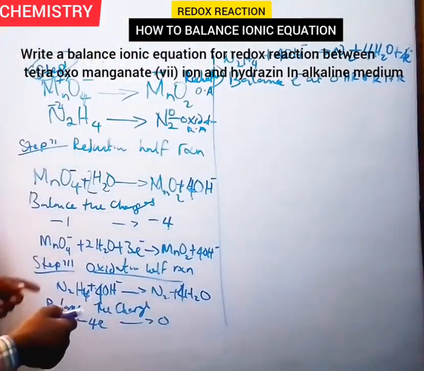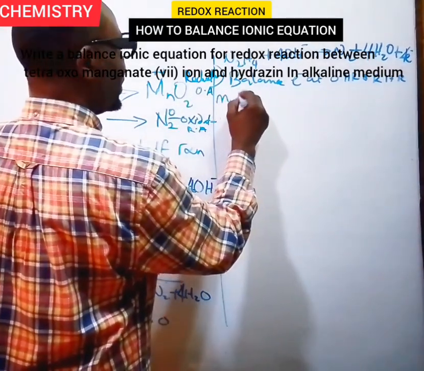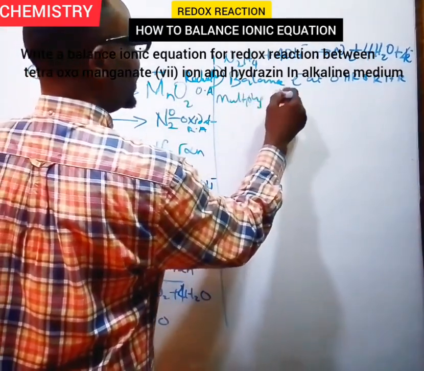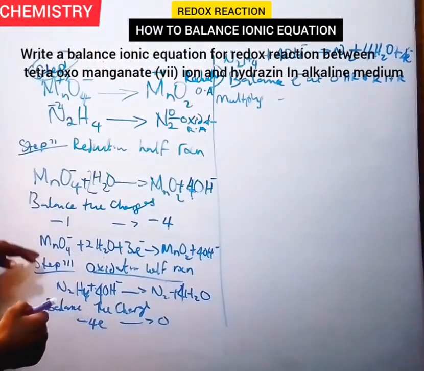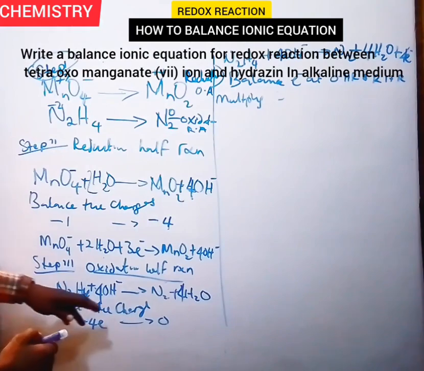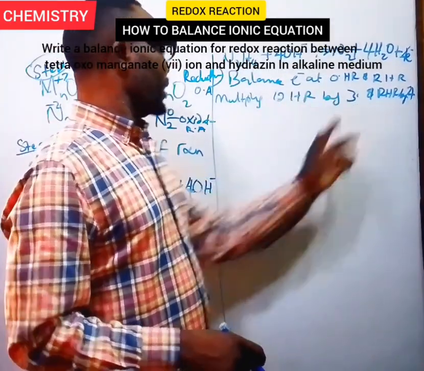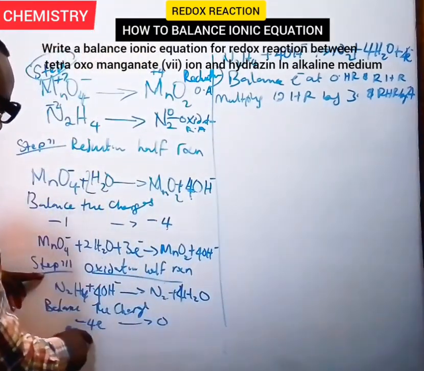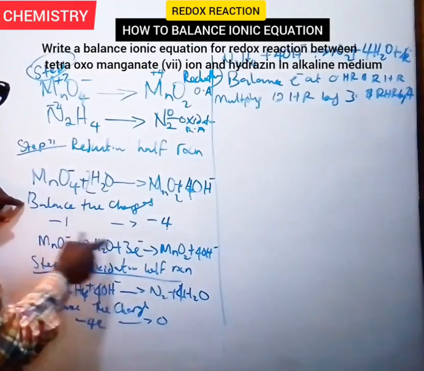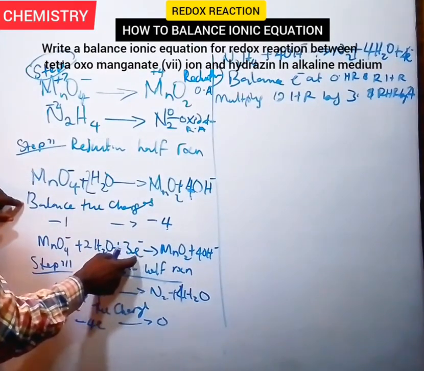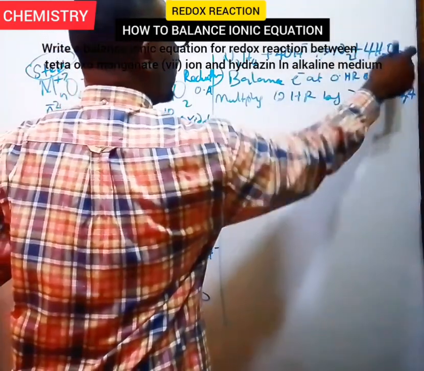So in that sense, you are going to multiply the oxidation reaction by 3. Look at the oxidation reaction, which is what we have here. You are going to multiply it by the electrons of the reduction reaction, and the reduction reaction you multiply by the electrons of the oxidation reaction.